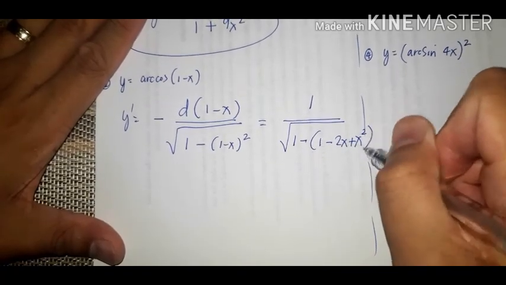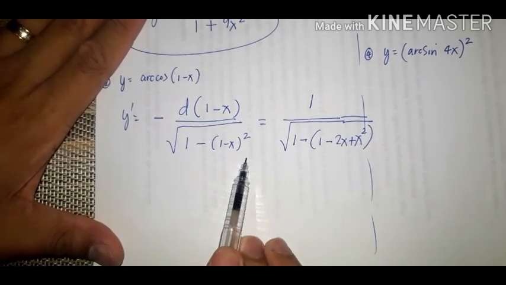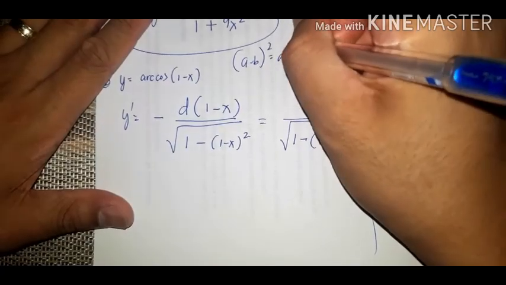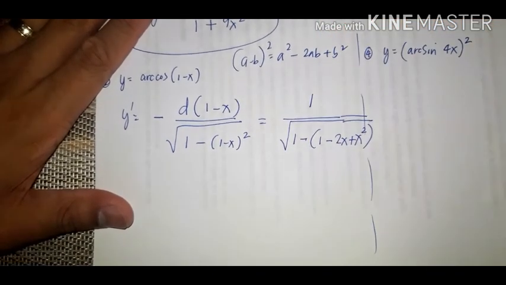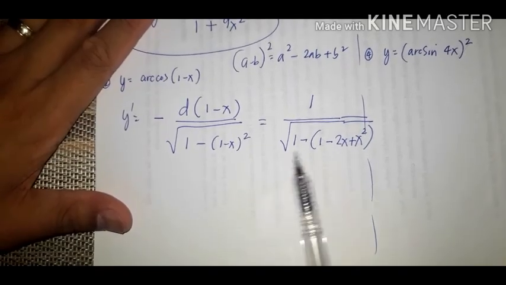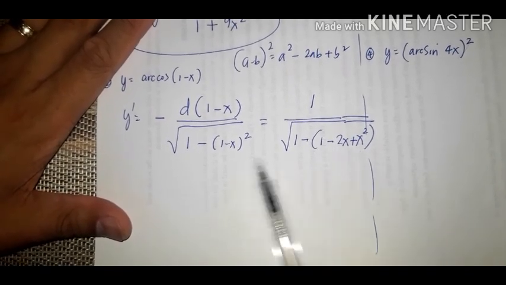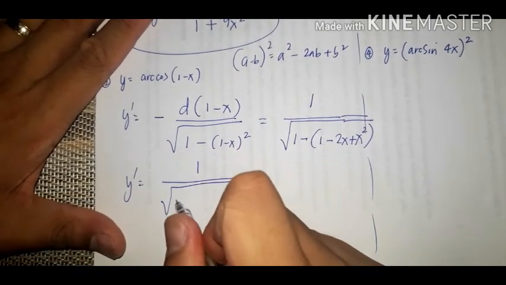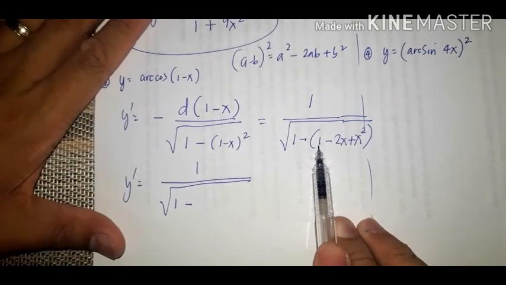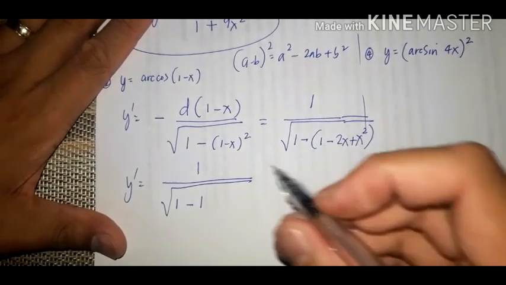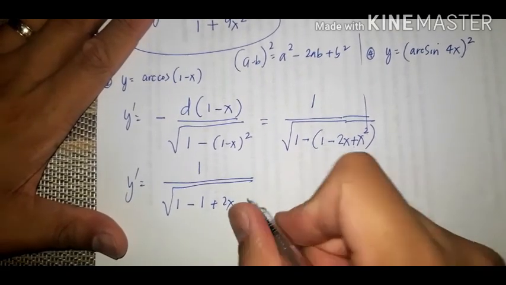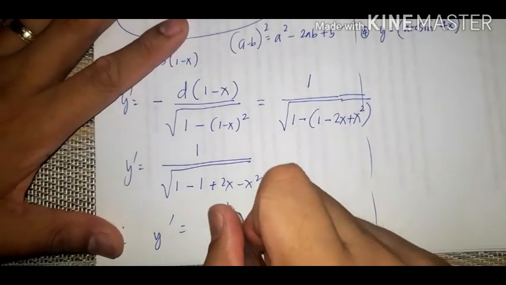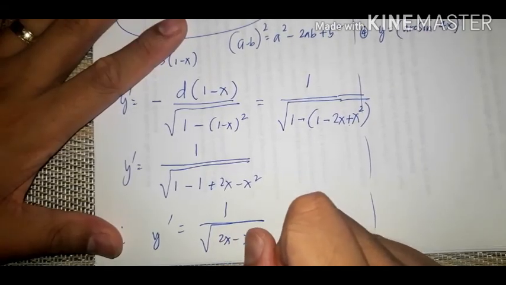2x plus x squared. So, you just have to expand this 1 minus x raised to the second power. So, using a minus b raised to the second power is square of the first minus twice the product of the two plus square of the second. So, this gives you 1 minus twice of 1 and x is negative 2x plus the square of x is x squared. So, this gives you y prime 1 over the square root of 1 minus distributing that negative. So, that's 1 minus 1 minus and minus 2x is plus 2x. Minus and plus is minus x squared. So, therefore, y prime here is equal to 1 over the square root of 2x minus x squared.